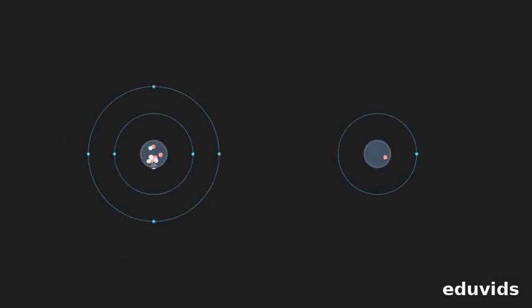Electrons, especially those farthest from the nucleus, determine an atom's chemical behavior. These outer electrons are involved in forming connections or bonds with other atoms.